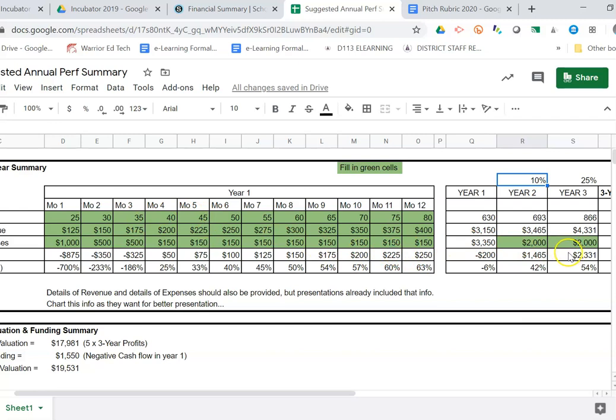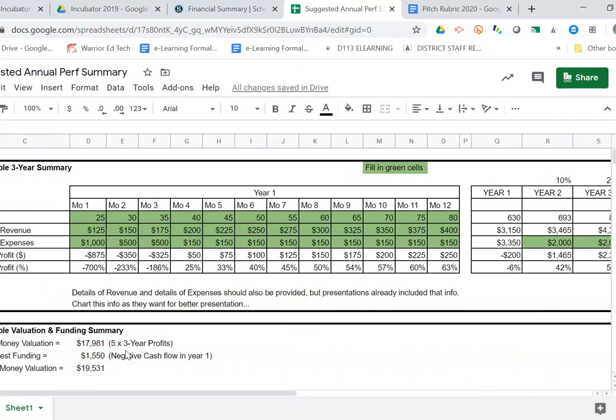All right, so once I get my 3 years out and I have my 3-year summary, now I need to come up with my valuation. So the valuation is here at the bottom of the page. It's cutting off a little bit, but it says pre-money valuation. It says $17,981. So the way we're going to get the pre-money valuation, this is to see the value of your company, what it's actually worth.